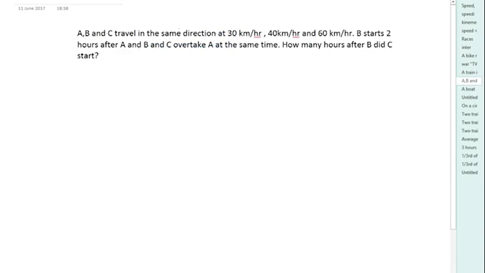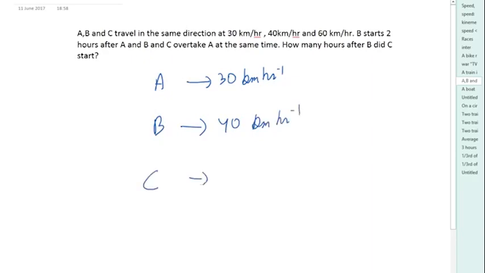Okay. Let's look at this one. A, B, and C travel in the same direction. A is traveling at 30 kilometers per hour, B is traveling at 40 kilometers per hour, and C is traveling at 60 kilometers per hour. B starts 2 hours after A. So A has a head start of 2 hours.